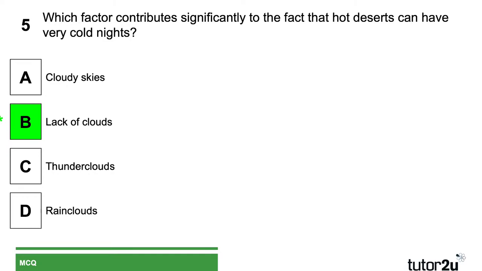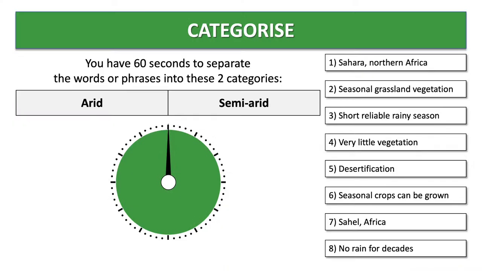Right, let's move on to, I think, on balance now. It's over to categorise over to Vicky. Thank you very much. So in this activity, we are going to have a look at eight phrases, and they are either arid or semi-arid. Arid is to do with hot deserts, semi-arid is to do with those areas of land close to hot deserts that border them. So you're going to have 60 seconds to separate these eight phrases or words into those two correct columns. What we need from you is arid and then the numbers that you think go with arid, and semi-arid and the numbers that you think go with those. They may not be equally split up.